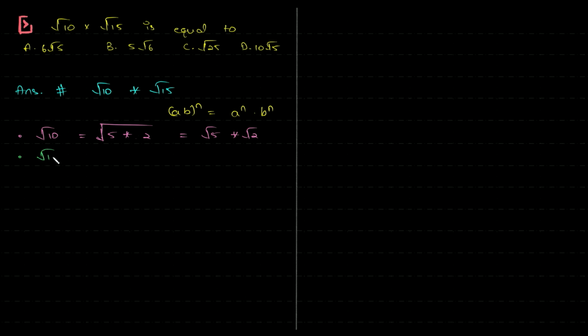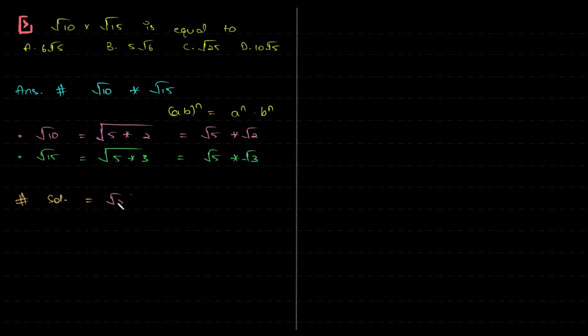Next, root of 15 can be written as what? 5 into 3, and the root of that. And this would be equal to root of 5 into root of 3. Now we can go back to the question. Always do this. Maths will become easy provided you solve the problems part by part. So we have the entire solution to be equal to root of 5 into root of 2. Let me use the same colors.